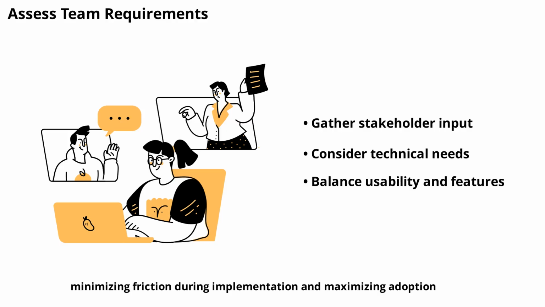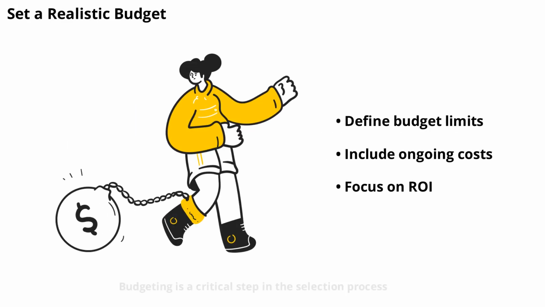Budgeting is a critical step in the selection process. Determine how much your organization is willing to invest in marketing automation software. Factor in not only the upfront costs, but also ongoing expenses like subscriptions, training, and support. A clear budget helps narrow down your options and prevents overspending. Remember, the most expensive tool isn't always the best fit. Focus on value and return on investment.